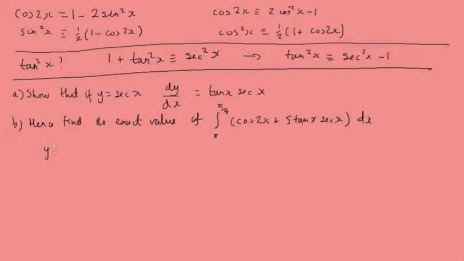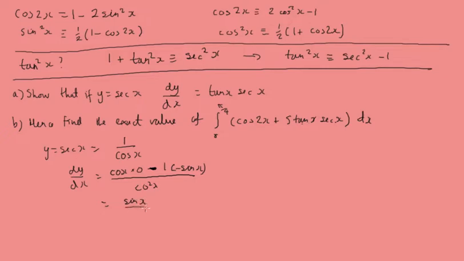So if y equals sec x, well, what is sec x? Sec is the inverse of cos, so that's the same as 1 over cos x, and here we can use the quotient rule. So dy by dx is going to be cos times 0, because the derivative of 1 is 0, minus 1 times minus sine x, over cos squared x.